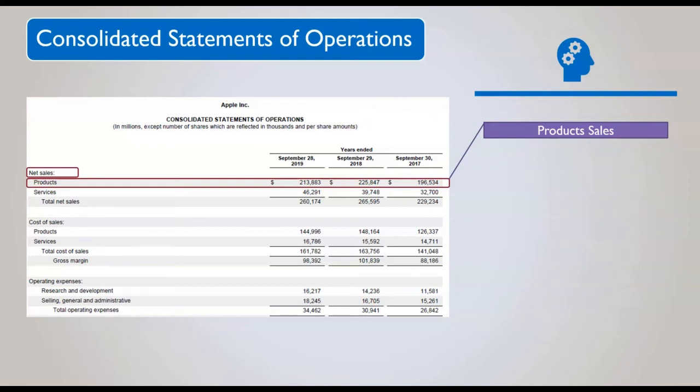Starting with product sales, this includes hardware sales, including iPhone sales, Mac, and the iPad. This also includes the revenues from wearables, home, and accessories, which includes sales of AirPods, Apple TV, the Apple Watch, Beats products, HomePod, iPod Touch, and other Apple branded and third-party accessories. We can see for fiscal 2019, total product sales for Apple was $213.9 billion, which was actually lower than its 2018 revenues of $225.8 billion.